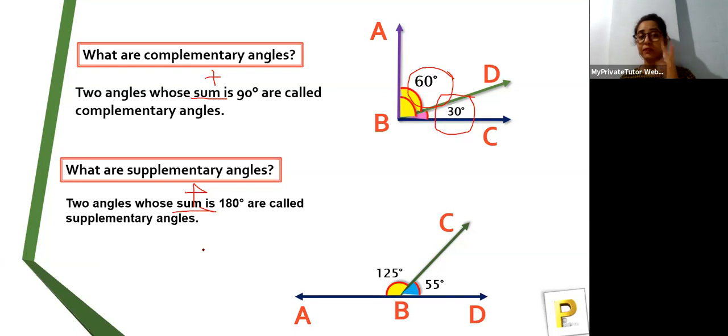So if we have two angles which are 90 and 90, yes, they are also considered supplementary angles. Any two angles whose sum is 180 degree are called supplementary angles. So what were complementary angles? Sum should be 90 degree and not more than 90 degree. Even if it's 91 degree, it is not considered a complementary angle. And what is a supplementary angle? Sum should be 180 degree, so not more than 180 and not less than 180. Okay, remember this part.